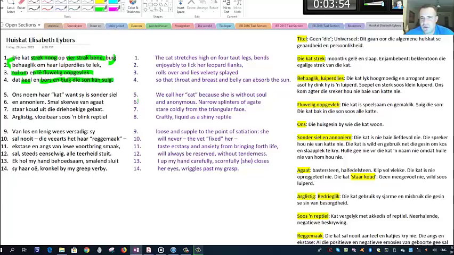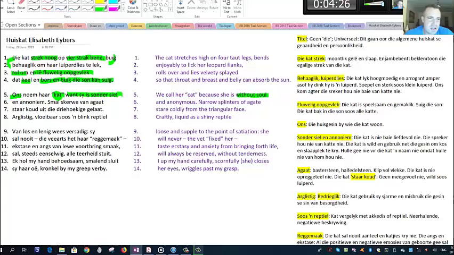Okay, ons, we, this must be the family, the cat's human family. We call her cat. This cat doesn't have a name. Why? Want sy is sonder siel. She's without a soul. This cat has no sort of personality or any real feeling or warmth to it. I think that's what it means.